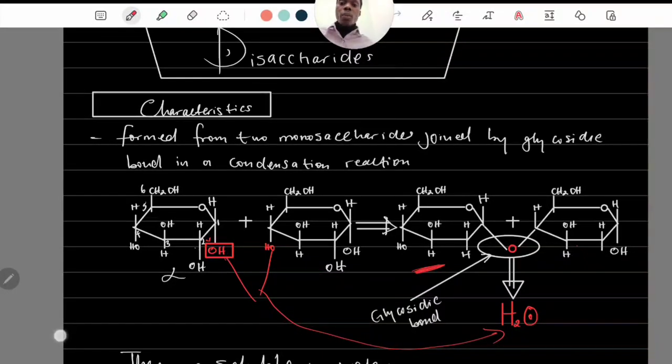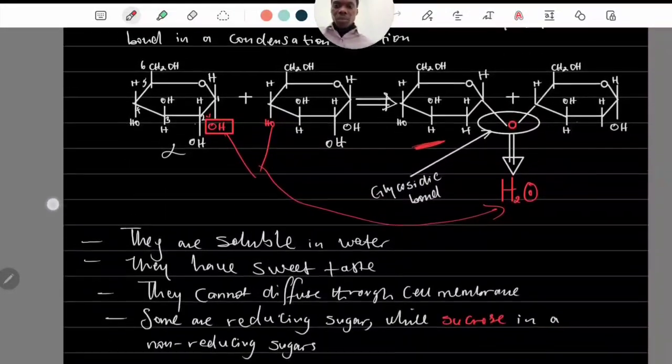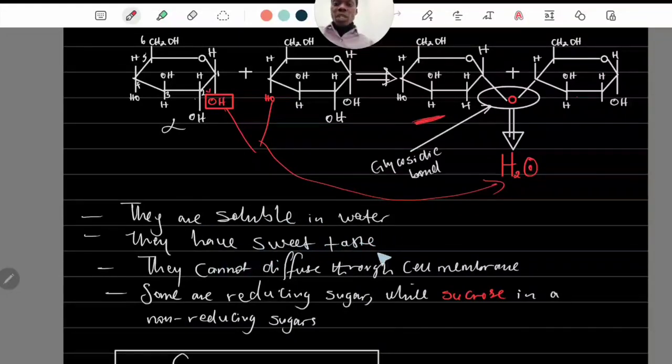Hope that made sense. Generally speaking, disaccharides are soluble in water and have a sweet taste. They cannot diffuse through the cell membrane, so they have to be broken down into glucose before they can be transported. Some are reducing sugars while sucrose is not. So what does that mean? Lactose is a reducing sugar.